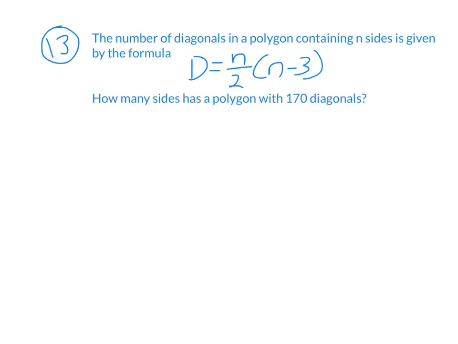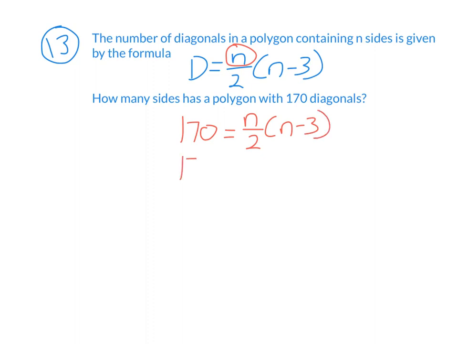So for our final question, we're given a formula for the number of diagonals and finding how many sides a polygon has with 170 diagonals. So n is the number of sides, d the number of diagonals. We don't need to define a variable here. All we're doing is finding what is the value of n when d equals 170. So substitute d for 170 and we have this equation here. So what we can do now is expand the brackets.